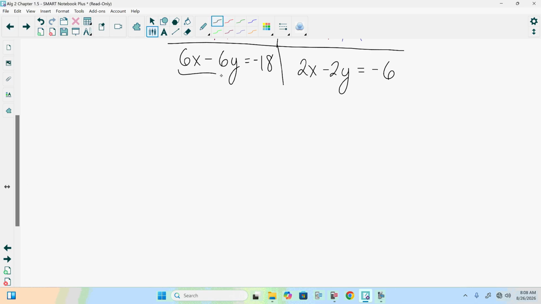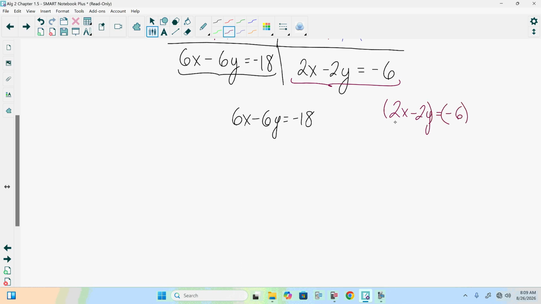Now, this equation's already set up, it's fine. So we're just going to rewrite it as 6x minus 6y equals negative 18. However, our 2x minus 2y equals negative 6, we still have to multiply it, as we just said, by 3, so that the numbers in front of y can match up. They're both going to be 6, and we can move on from there.